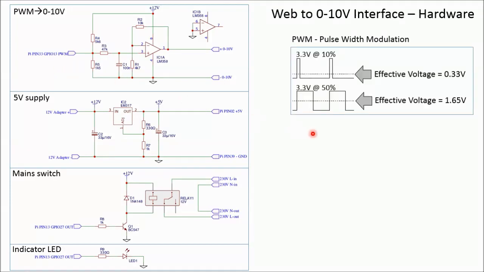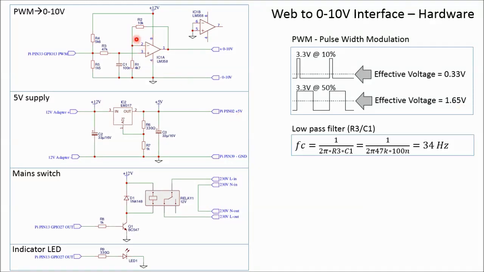The Raspberry Pi cannot create analog signals. Instead it has PWM outputs, which simulates an analog signal by switching an output on and off at very high frequency. If the GPIO is high for 10% of the time, the effective voltage will be 10% of 3.3 volt or 0.33 volt. At 50% of the time, the effective voltage will be half of 3.3 volt or 1.65 volt.